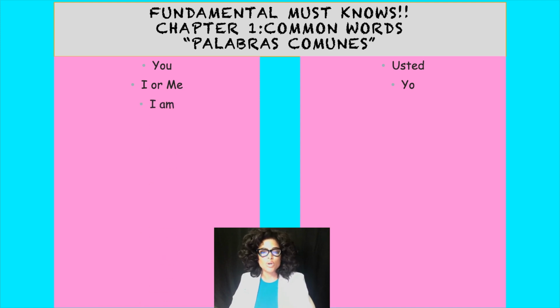The next word we're going to go over is I am. One thing that you'll notice about this is that those two words turn into one word in Spanish. So the words I am, for example, I am Margarita, is soy Margarita.